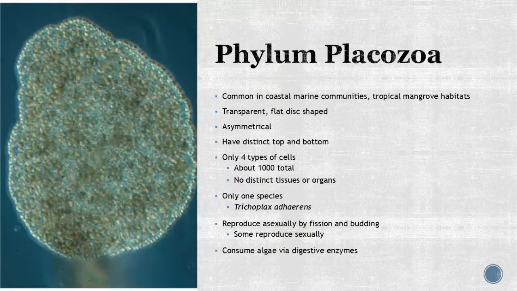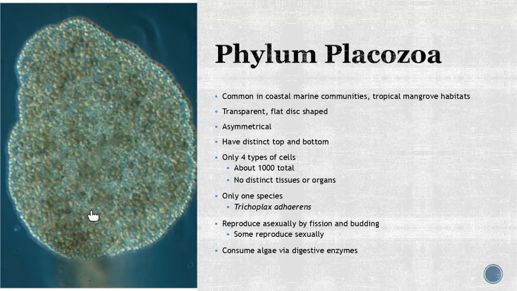Your first phylum is Phylum Placozoa. This little guy right here. Not that interesting, but it is an animal. So where are you going to find this? In your coastal marine communities, primarily in tropical mangrove habitats. These little guys are transparent. They're going to be flat, disc-shaped and asymmetrical, so there's no real way that you could draw a line right here and get a mirror image.